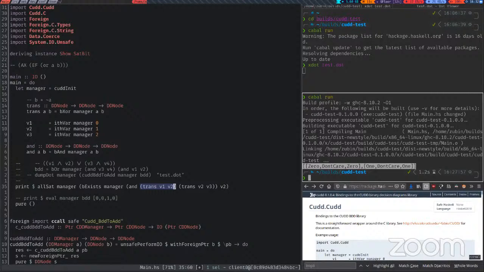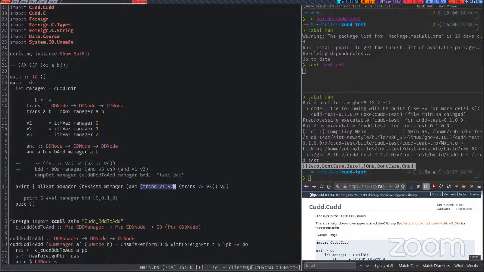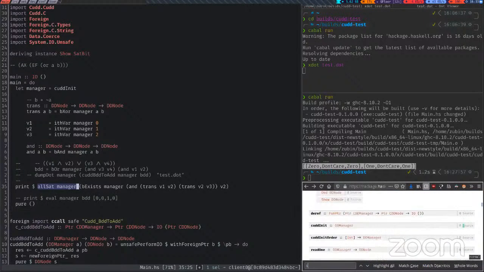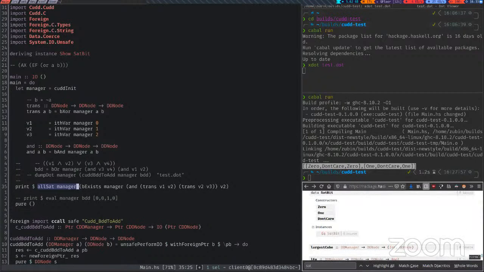So now you see, this is exactly a formula. Internally, it is being represented as BDD. And now Zubin is going to illustrate how you could extract satisfying assignments, okay? What we're doing here is calling the allsat function from CUDD, which basically gives us all satisfying instances of this. Each instance, if you look at this data type sat bit, can be either 0, 1, or don't care, where it doesn't matter what a variable is, the formula will be true either way.